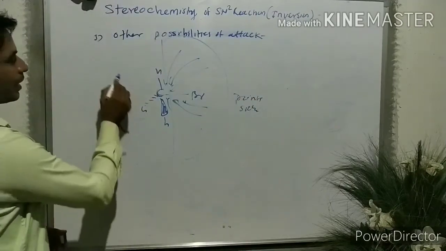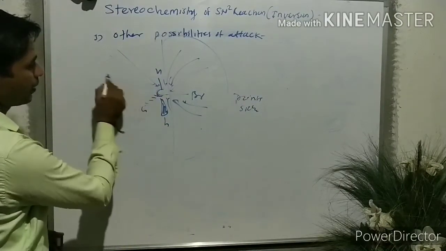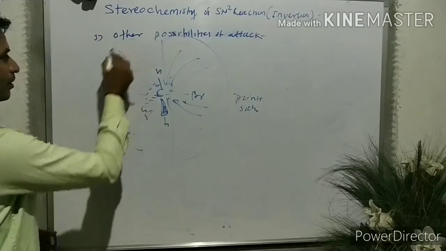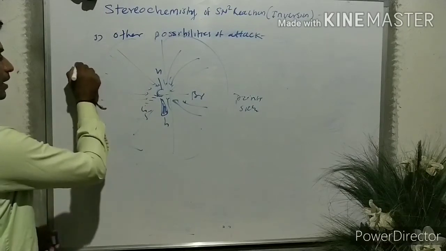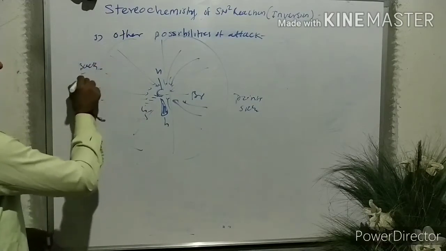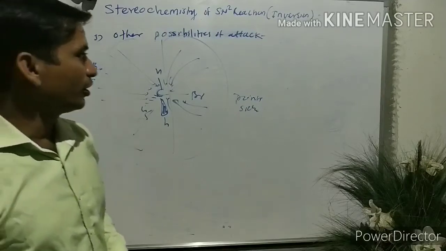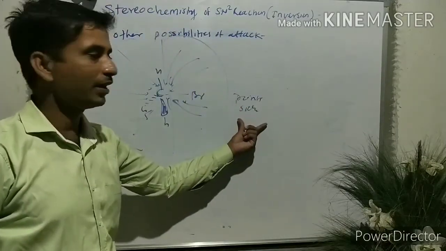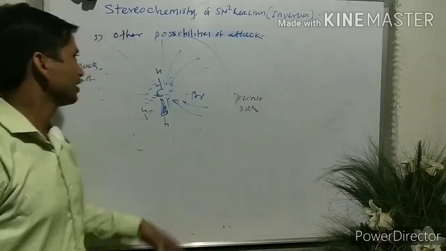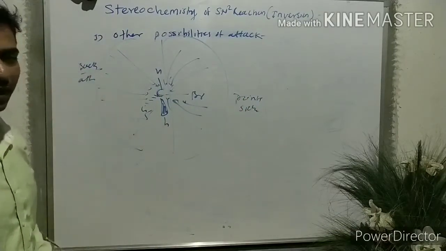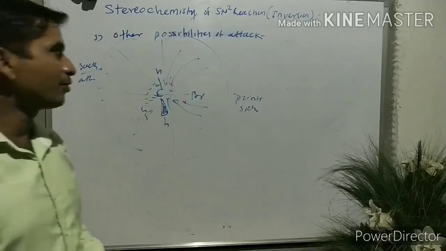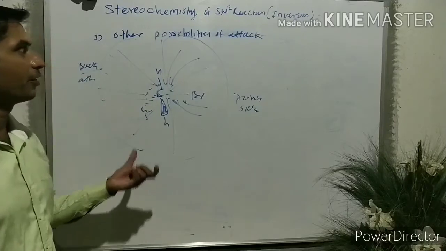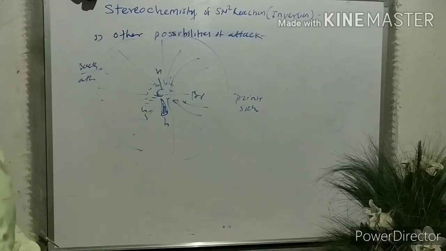Or the nucleophile can approach from this side, this one, or this side. So all these possibilities result in the backside attack. All the possibilities from this side result in the front side attack, ultimately in the transition state, and this also comes in the backside attack. So the thermodynamic study also proves that backside attack is more favorable in the case of SN2 reactions.